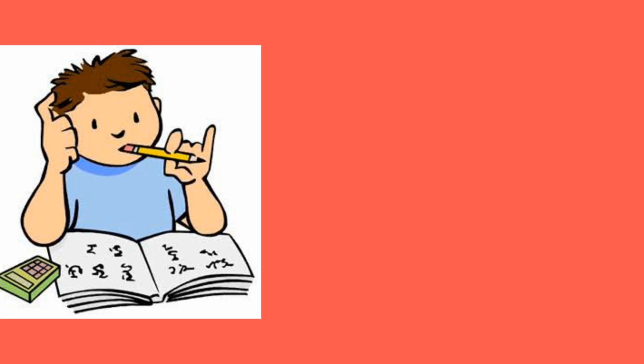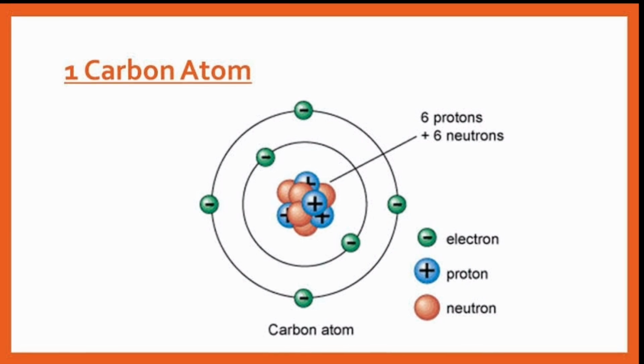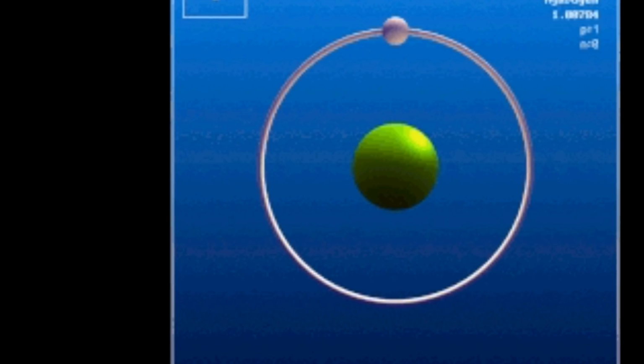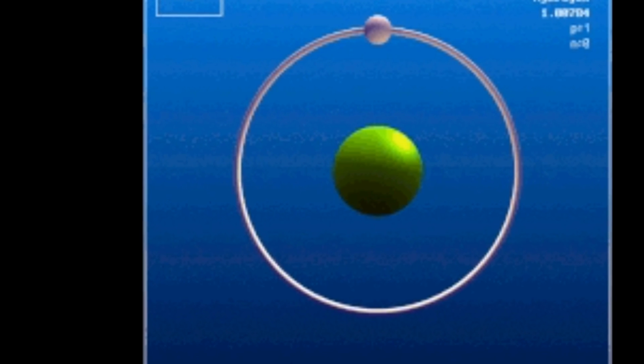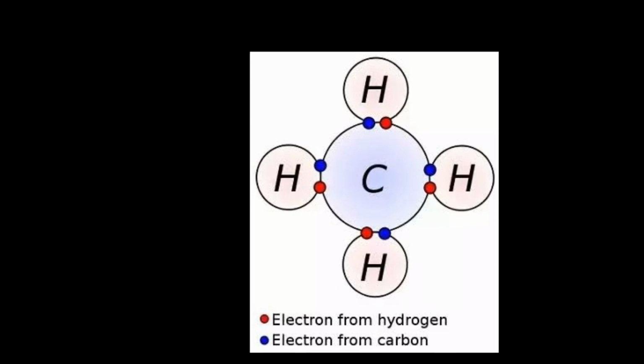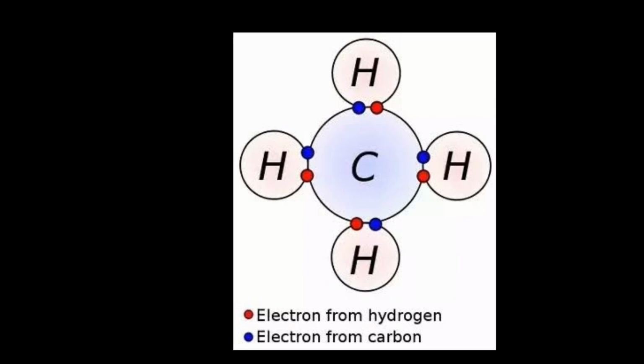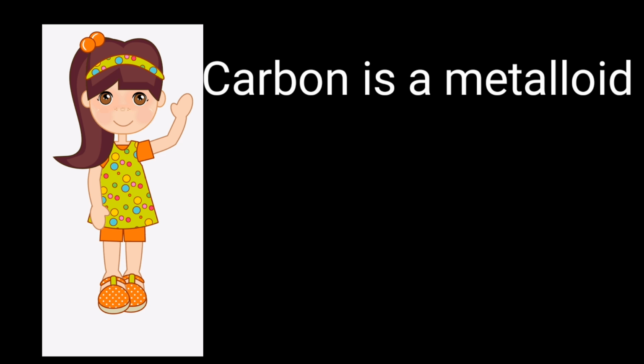If 4 electrons are there, it is not easy to gain or lose, so they just share electrons with the other atoms. Example, carbon. Carbon shares its 4 electrons with 4 hydrogen atoms. We know hydrogen is having 1 electron in the outer shell. Carbon combines with hydrogen by sharing electrons and both come to a stable state. And carbon is a metalloid.